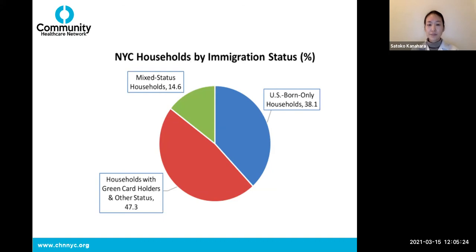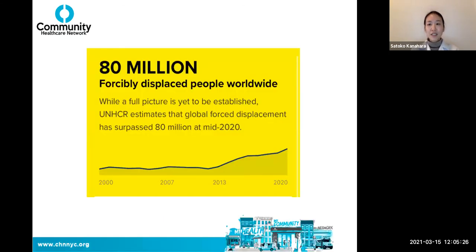Now we're moving into talking a little bit about refugees in particular. So this is data from UNHCR, and as you can see, we have 80 million people who are forcibly displaced worldwide due to conflicts. And on the bar line at the bottom, you can see that the numbers picked up around 2013 and have seen a rapid increase in the last few years.